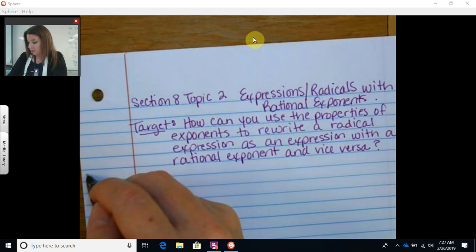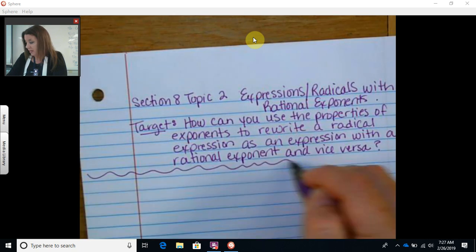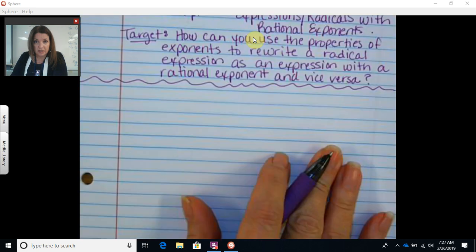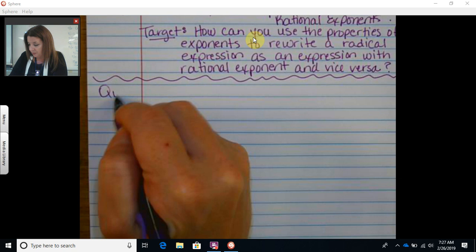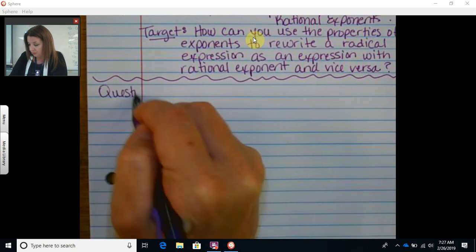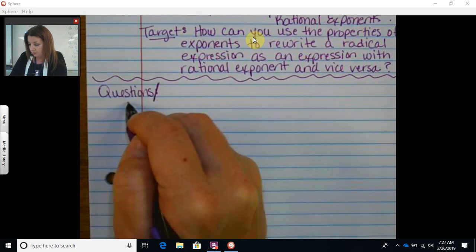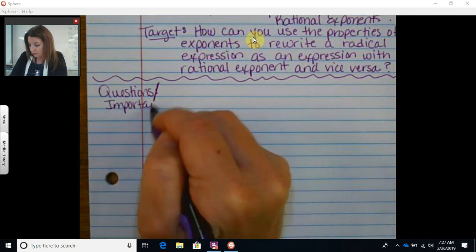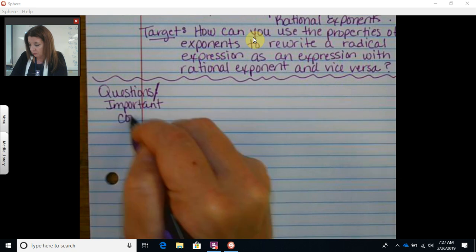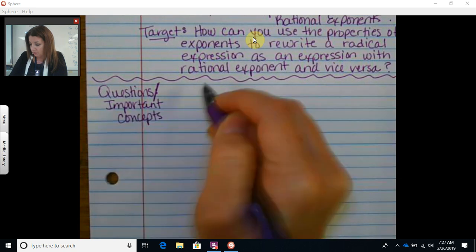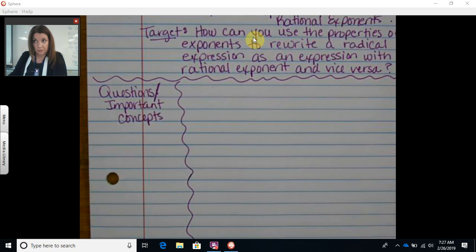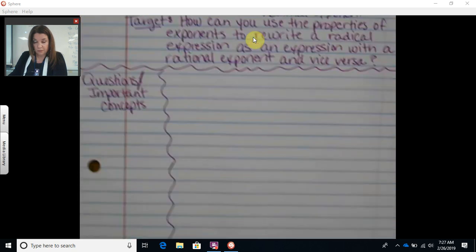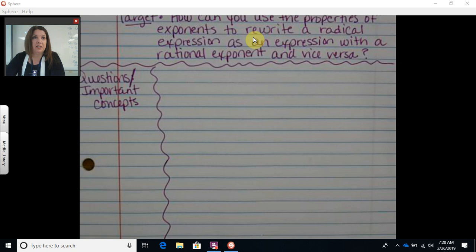And remember to make space for your questions, concepts area over in the margin. Don't forget to put your name on it as well.